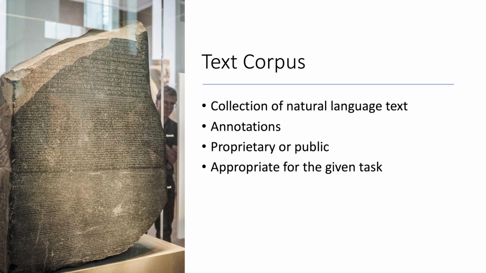One thing that you're going to hear a lot when it's a talk about natural language processing, let me say NLP from now on, it's quite a mouthful, is the text corpus. And what is a text corpus? Like the Rosetta Stone, it's a collection of natural language texts. It may contain annotations, which are the structured information regarding specific segments of the text.